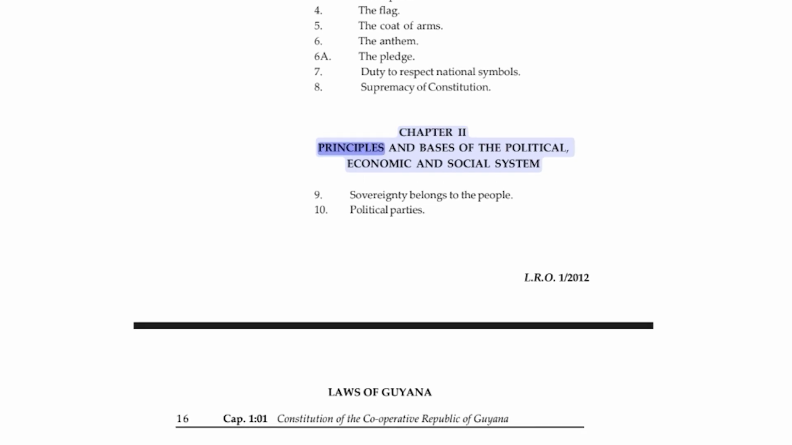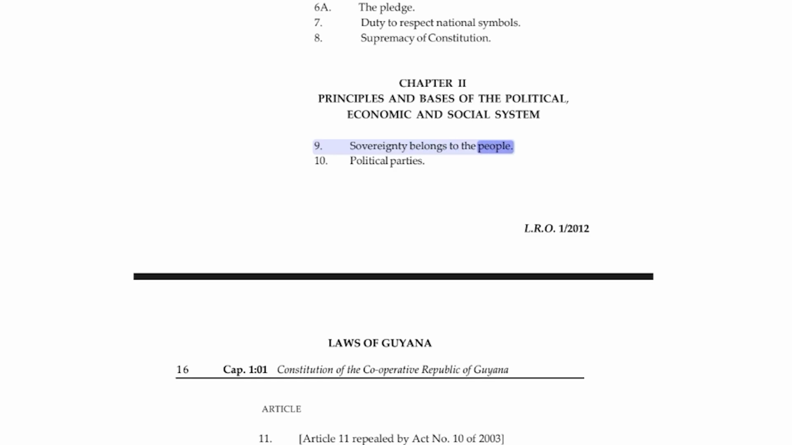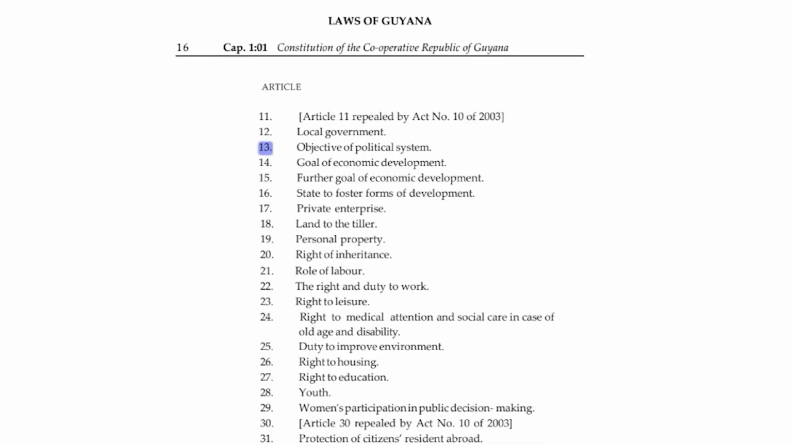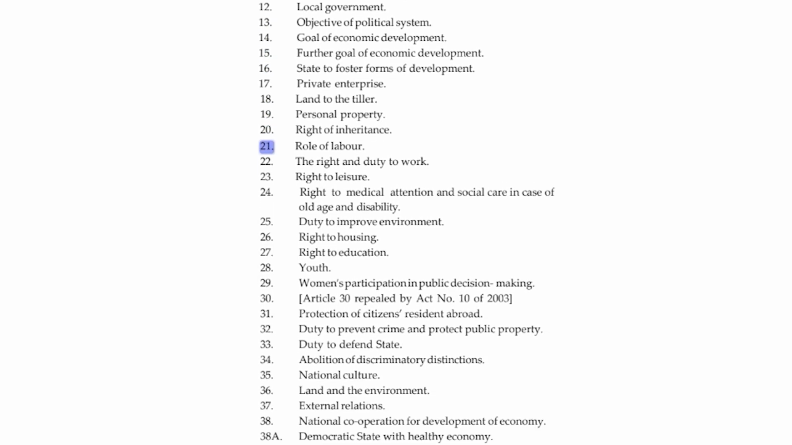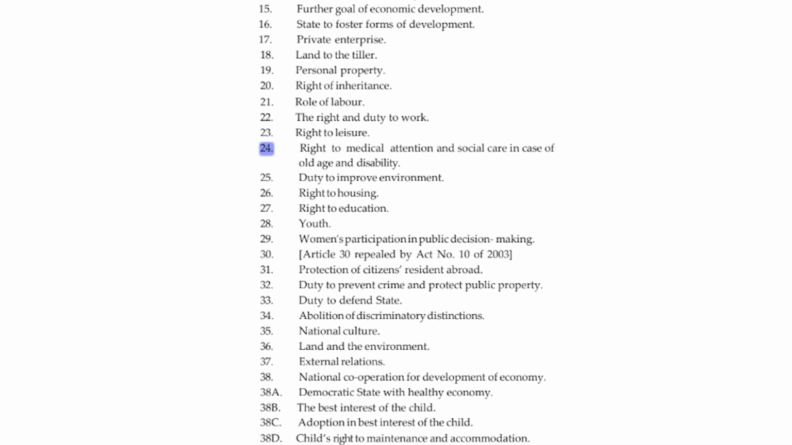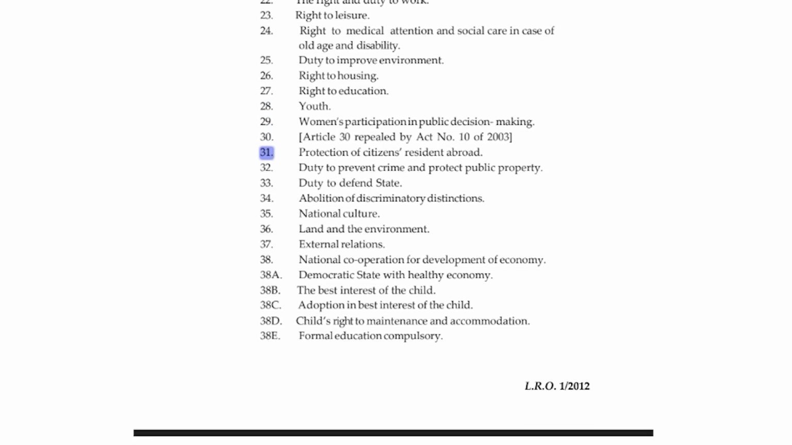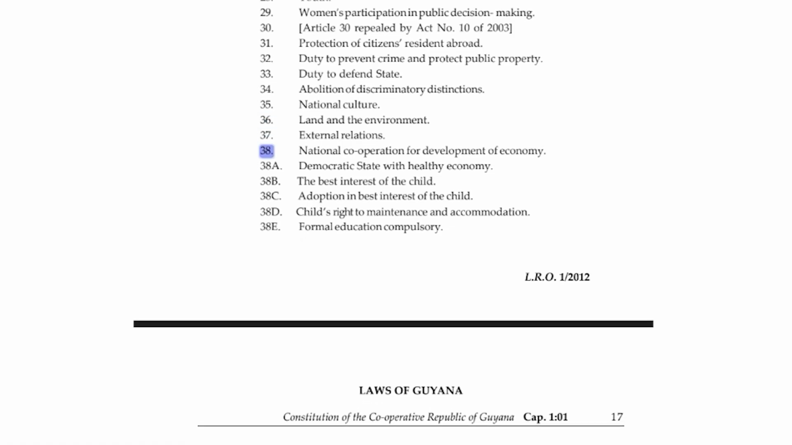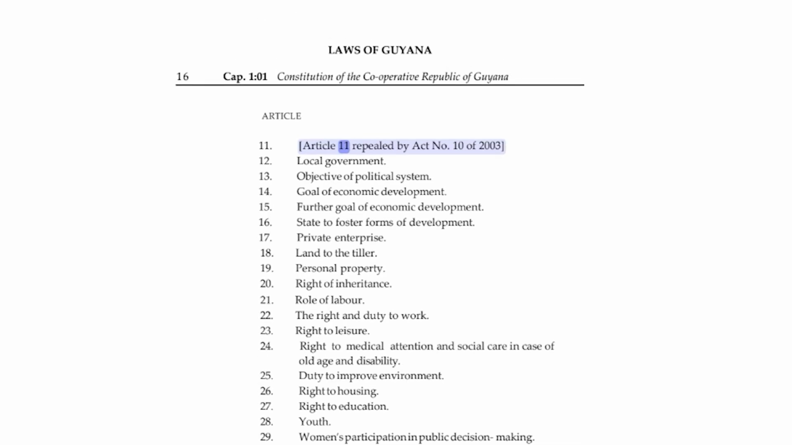Chapter 2 Principles and bases of the political, economic and social system. 9. Sovereignty belongs to the people. 10. Political parties. Article 11, 12, 13, 14, 15, 16, 17, 18, 19, 20, 21, 22, 23, 24, 25, 26, 27, 28, 29, 30, 31, 32, 33, 34, 35, 36, 37, 38, 38A, 38B, 38C, 38D. Article 11 repealed by Act No. 10 of 2003. Local government.